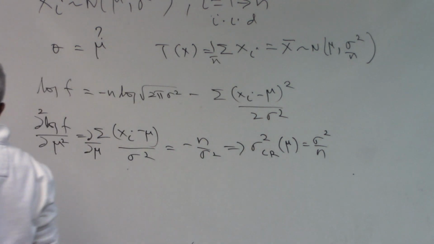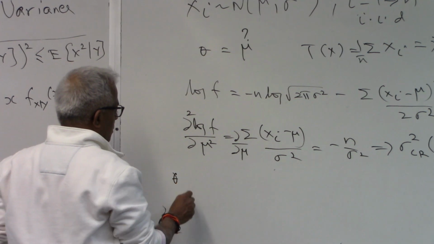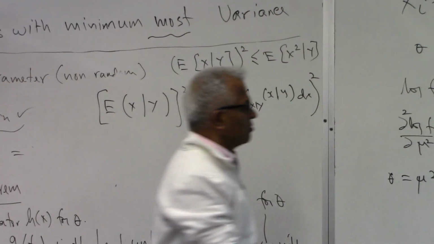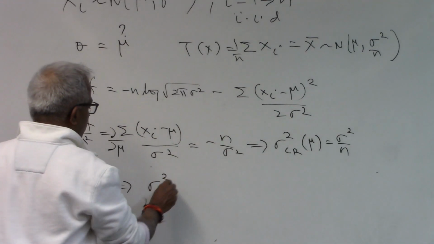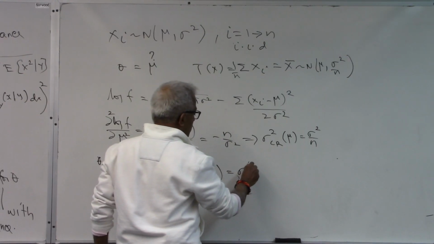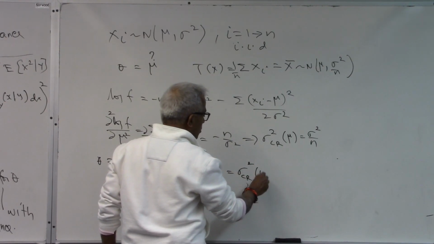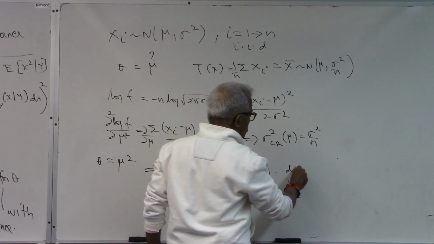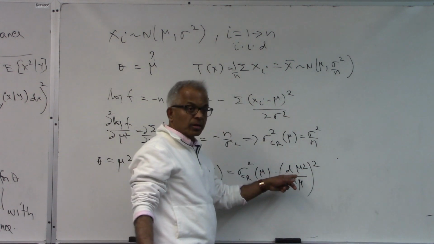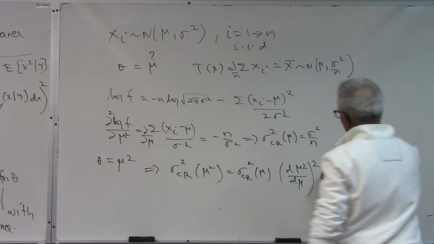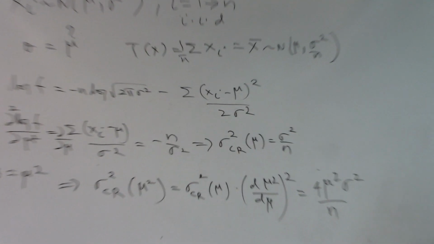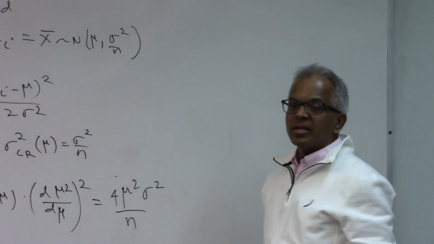But suppose mu squared is your unknown. First of all, we can quickly compute the Cramér-Rao bound for mu squared. From what I said earlier, that's the Cramér-Rao bound for mu multiplied by d(mu squared) over d mu, the whole squared. Phi is mu squared, so that's going to be 4 mu squared sigma squared over n. That's usually the easy part.